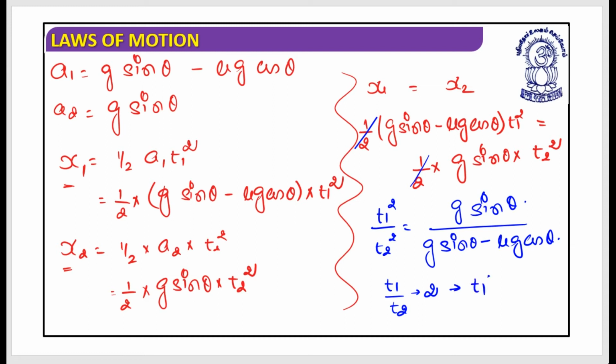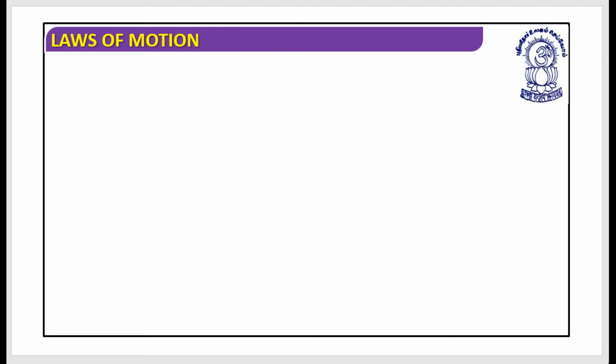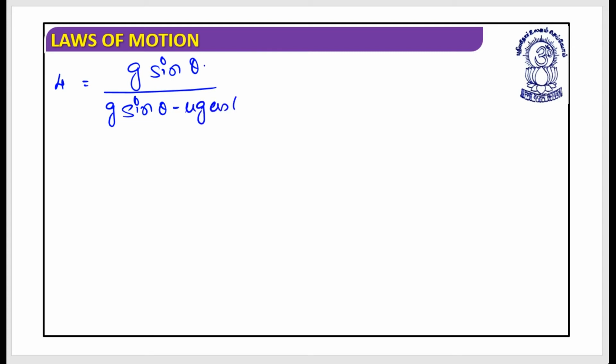That means t1 square divided by t2 square should be 4. So 4 is equal to g sine theta upon g sine theta minus mu g cos theta. So that should be written as 4g sine theta minus 4 mu g cos theta should be equal to g sine theta.